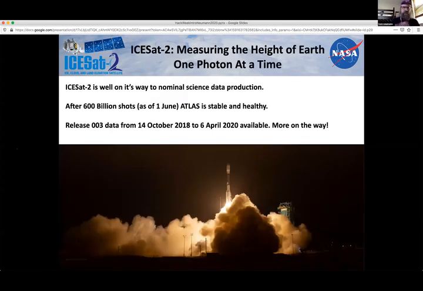And yeah, this one I think is my last slide. ICESat-2 is well on its way to meeting its science requirements and enabling all sorts of science discoveries that we didn't really think of ahead of time. So far, there's been now over 600 billion laser shots. Atlas is doing great, knock on wood. It's stable, it's healthy, it's doing its thing. And the data quality really looks fantastic.